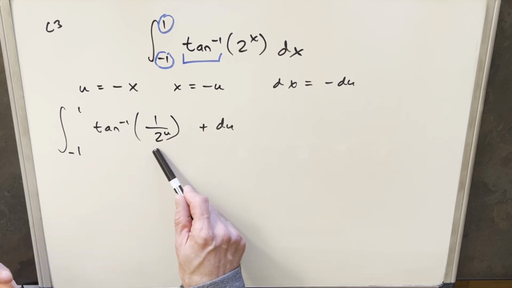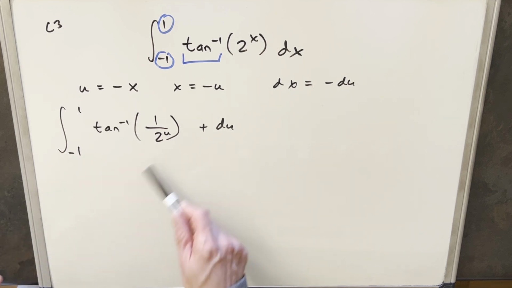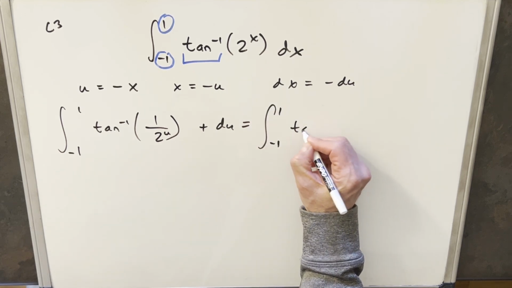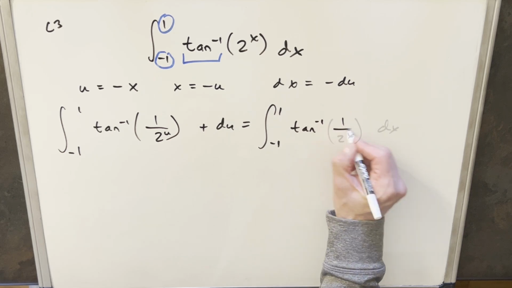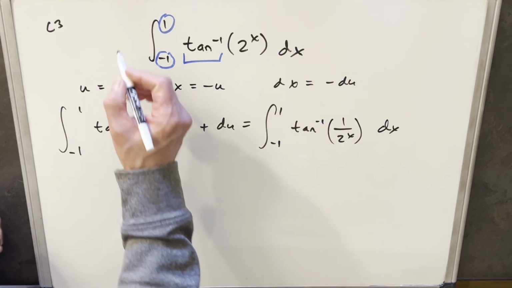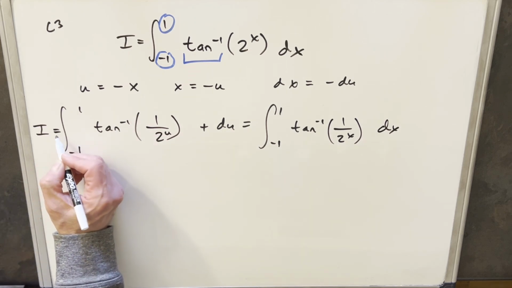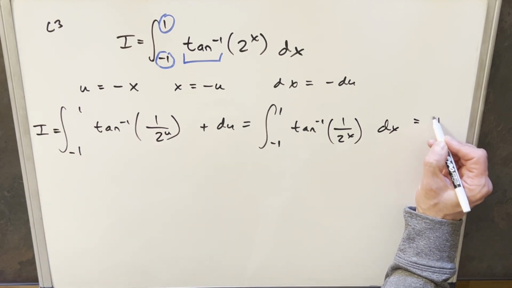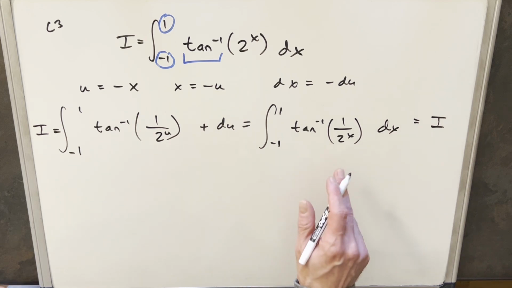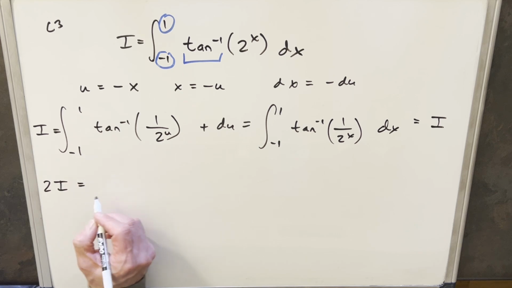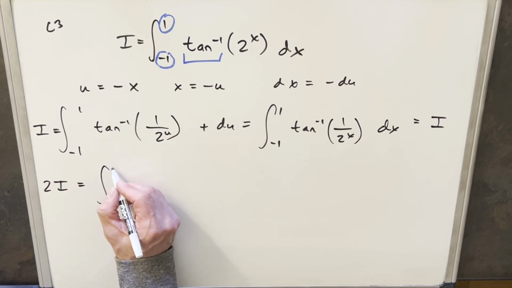So I want to change my variable back to x. It's a definite integral, so I can change the variable. I'm just going to rewrite this and write the whole thing in x. And we'll put a label on this. The original integral, we'll call this thing I, and so this thing is also I. Then we'll add this copy to this copy in order to have 2 copies of the integral, or 2I. And then let's see what we have.